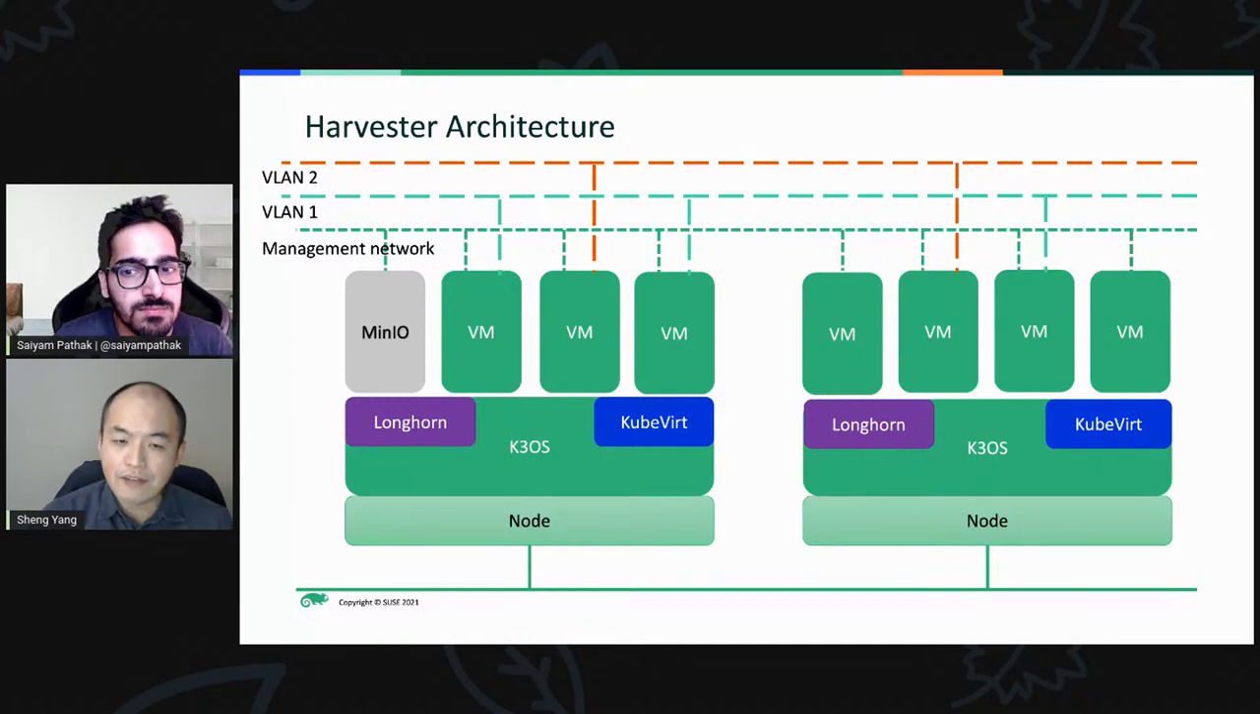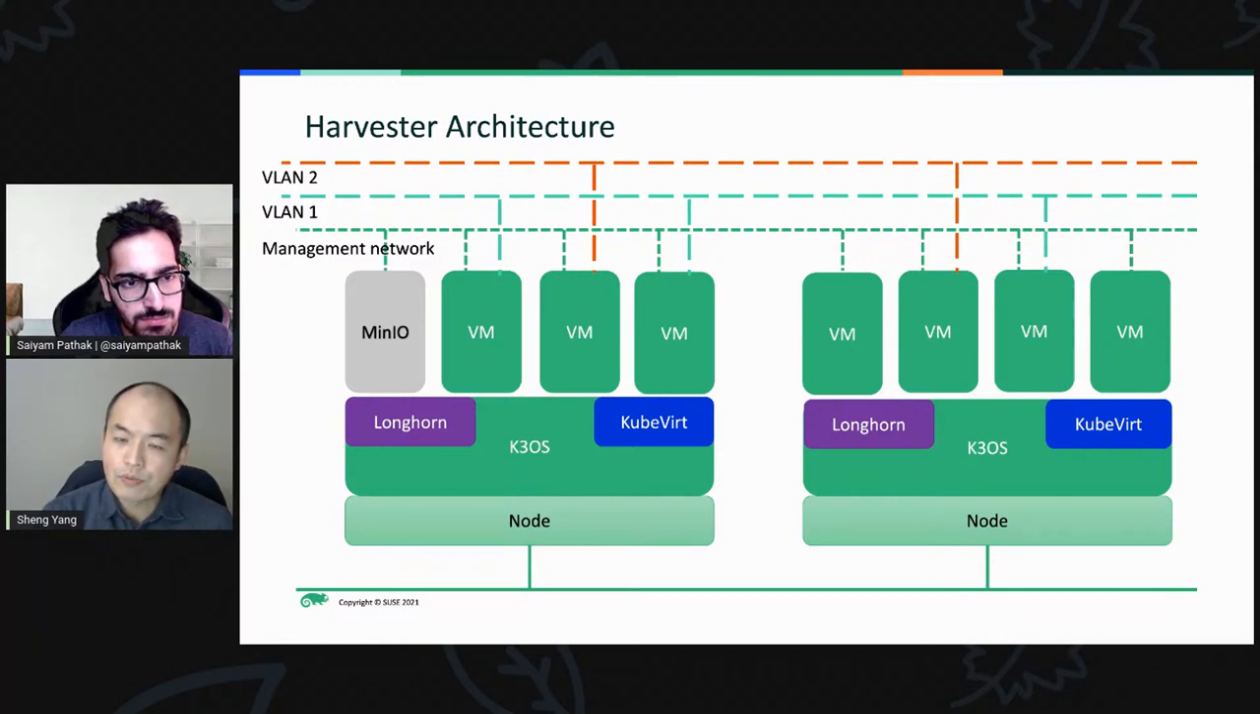We also have MinIO, and you might wonder what MinIO is doing here. MinIO is, in fact, acting as an image store for the whole cluster. If you want to start a VM, you of course need the image for the VM. Those images can be pulled from the internet and stored in MinIO. And MinIO, in fact, is also highly available.